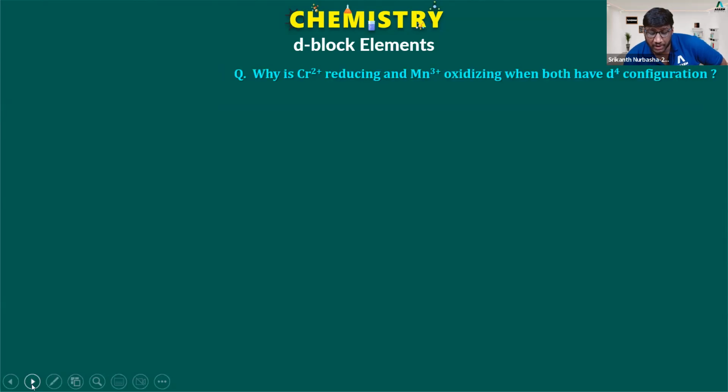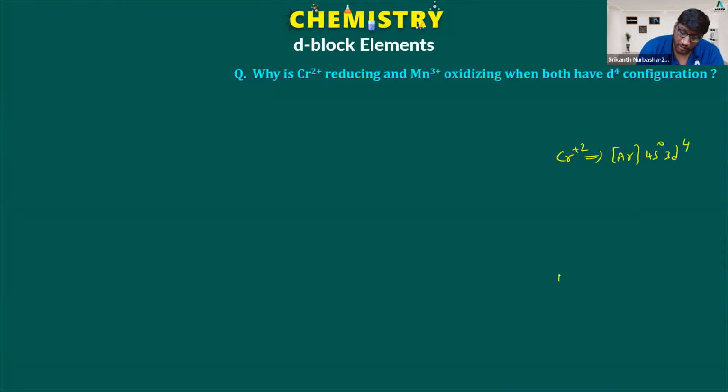Why is Cr+2 reducing and Mn+3 oxidizing when both have d4 configurations? Write down this question. Cr+2 has the electronic configuration argon 4s0 3d4. Manganese has argon 4s2 3d5, so Mn+3 means argon 4s0 3d4.